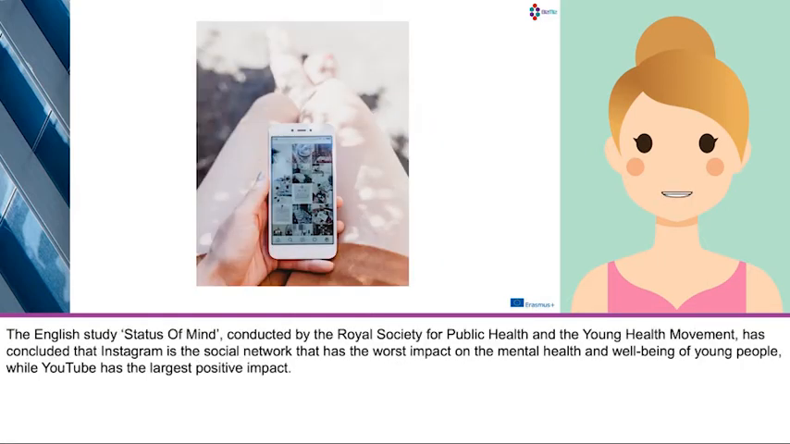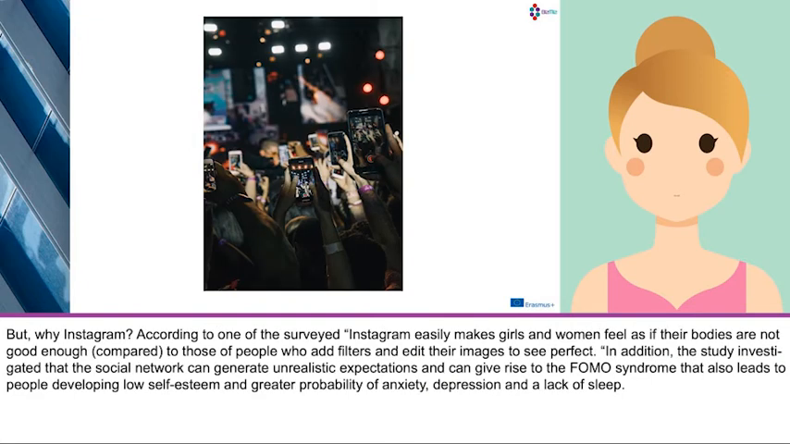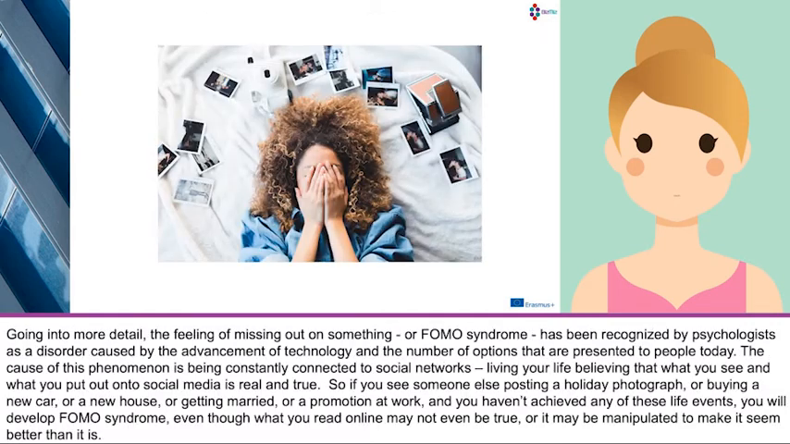The English study Status of Mind, conducted by the Royal Society for Public Health and the Young Health Movement, has concluded that Instagram is the social network that has the worst impact on mental health and well-being of young people, while YouTube has the largest positive impact. But why Instagram? According to one of the surveyed, Instagram easily makes girls and women feel as if their bodies are not good enough, compared to those of people who add filters and edit their images to seem perfect. In addition, the study investigated that the social network can generate unrealistic expectations and give rise to the FOMO syndrome that also leads to people developing low self-esteem and greater probability of anxiety, depression, and a lack of sleep.